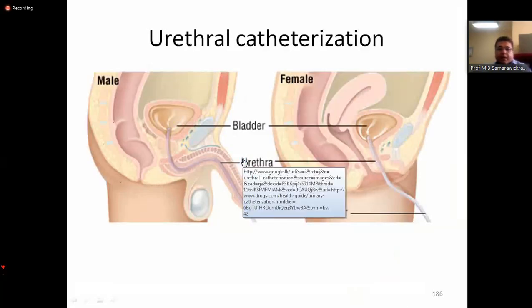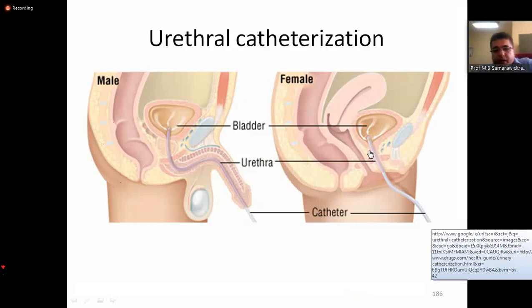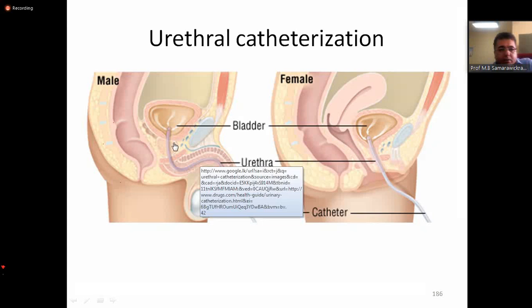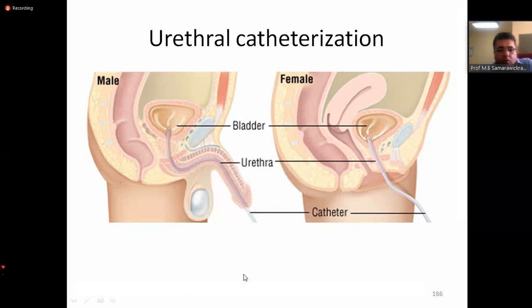And this is urethral catheterization. The female is very easy because the urethra is short and almost straight, even though it's slightly curved. But it's difficult in the male because it's longer and curved. You have to negotiate various points. So those things you have to know.